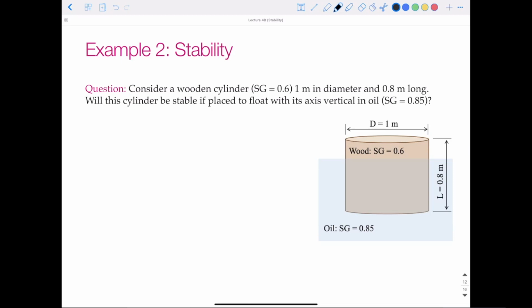So let's start in the same place as before. Let's draw a diagram with the dimensions that we care about. We're assuming this is a uniform block, so the center of gravity will be acting in the center of the block. And the center of the block would be halfway from the top to the bottom. It's 0.8 meters long, so that would be 0.4 meters from the top surface.